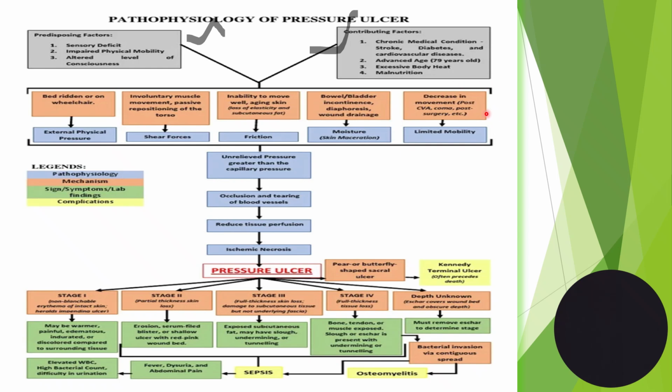And then there is decreased movement. CVA patients, coma patients, and post-surgery patients cannot move their body parts. So the pressure remains at the back, which may lead to pressure injury. When the person is bedridden or in a wheelchair, it produces external physical pressure on the person. Or if the person has involuntary muscle movement, there will be a shear force.